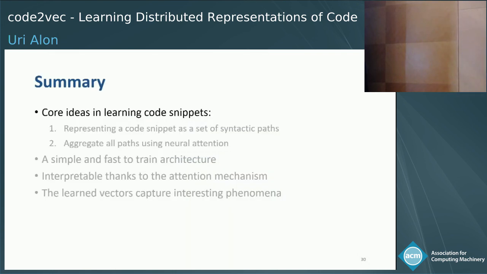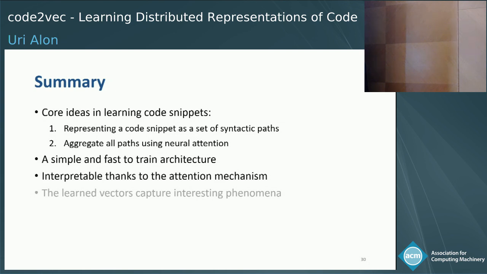So to summarize, the two core ideas in learning code snippets are first representing a code snippet as a set of syntactic paths, and aggregating all paths using neural attention. These two principles lead to a simple and fast-to-train architecture that is also interpretable thanks to the attention mechanism. And finally, the learned vectors capture interesting phenomena.